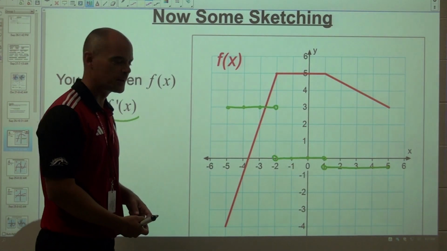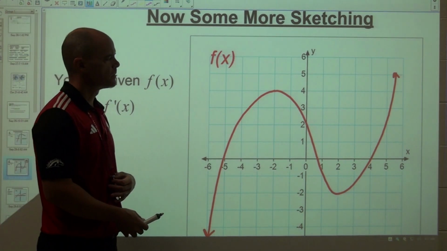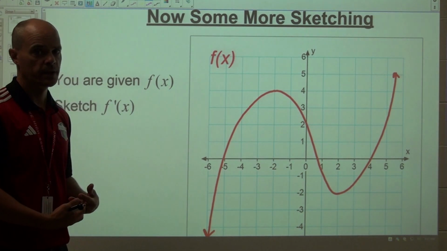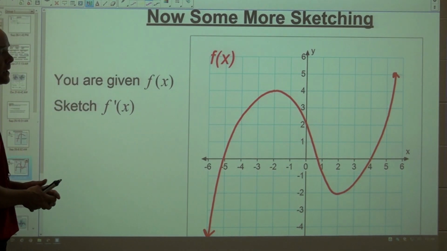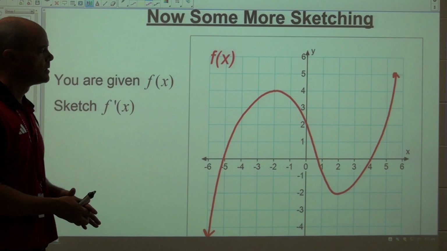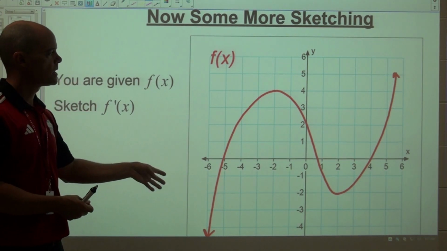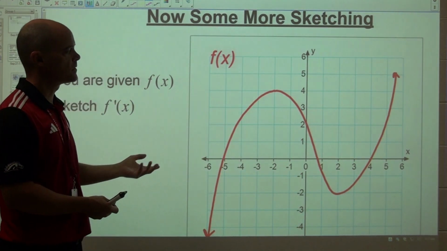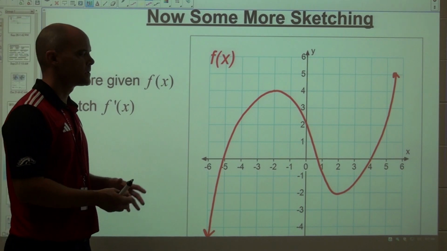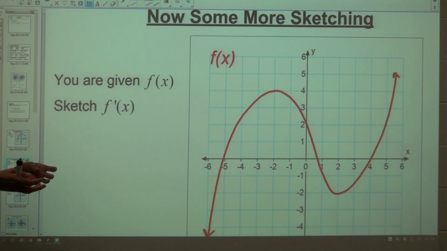Let's get a little bit tougher, shall we? So here is a random curve. Hopefully you recognize this to be some sort of x to the third type graph. And we'd like to sketch the derivative of this. Well, now we can't quite be as precise as we just were. These are not linear segments. The slopes are varying at every single point. So this is the art of derivative sketching: you have to learn to estimate. You want to estimate as accurately as you possibly can.